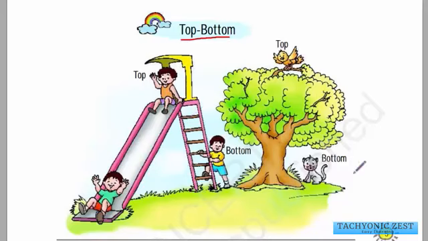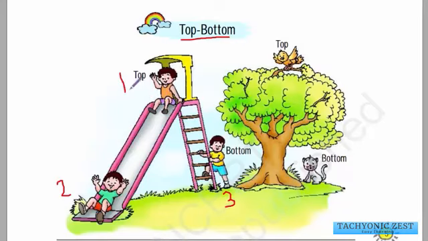We'll see in this diagram. In this diagram, this is the picture of a boy, this is the picture of another boy, and this is the picture of the third boy. So we'll mark it as: this is the picture of the first boy, this is the picture of the second boy, and this is the picture of the third boy.